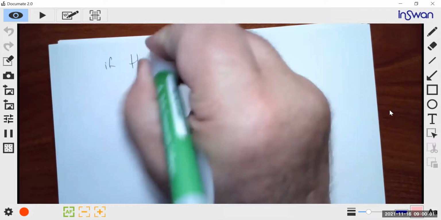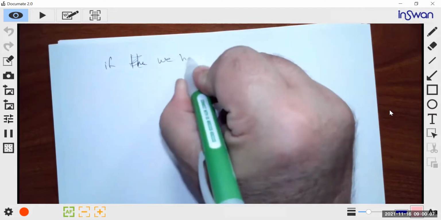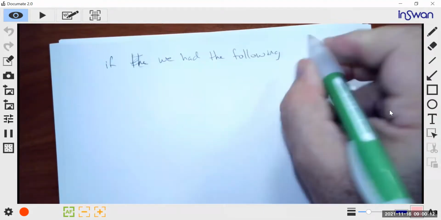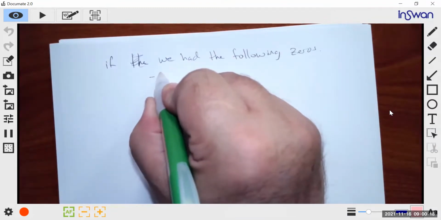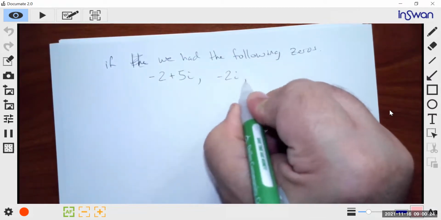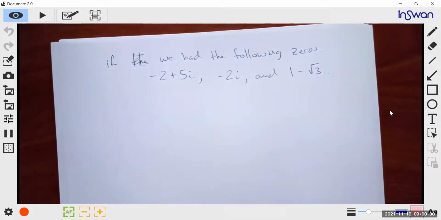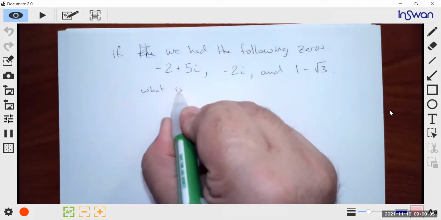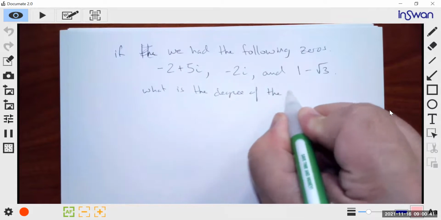So if we had the following zeros, what is the degree of the polynomial?